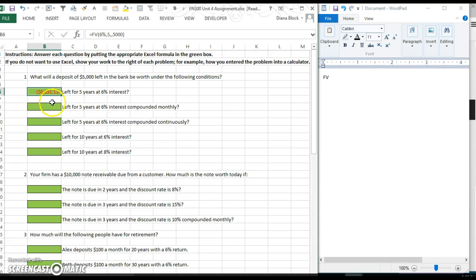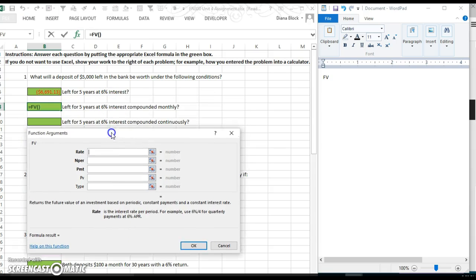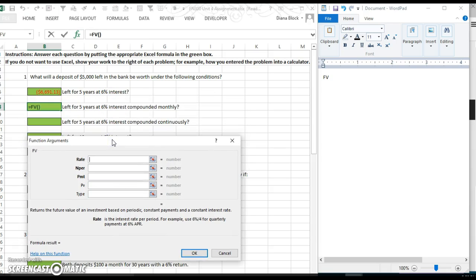But the point is, we're just looking at the absolute value of the number. So the answer is $6,691.13. That's how much that will be in 5 years. Now, one of these next ones says, okay, what if it's left for 5 years at 6%, but it's compounded monthly? So you're going to use the same function because it's still wanting to know a future value. But here's what's going to be different. And you'll have to use this anytime that the compounding is not annual. Then you'll have to make some adjustments.